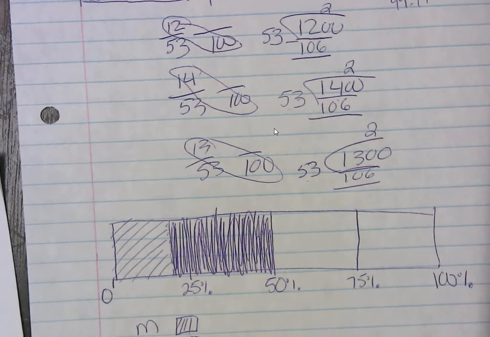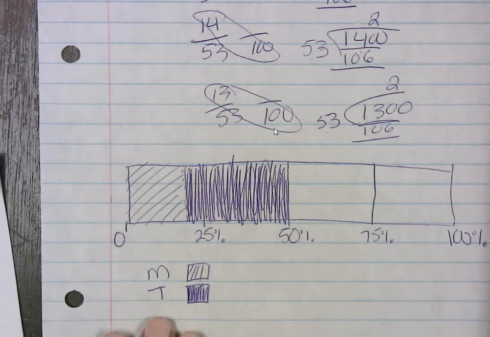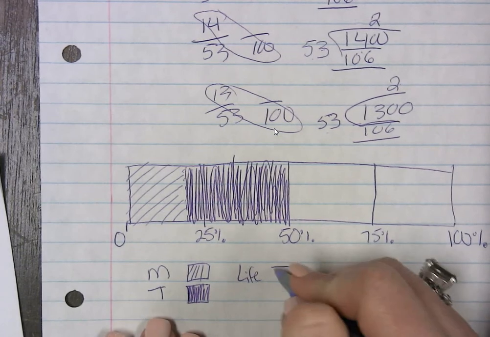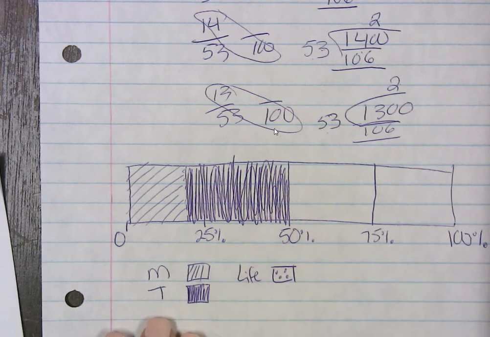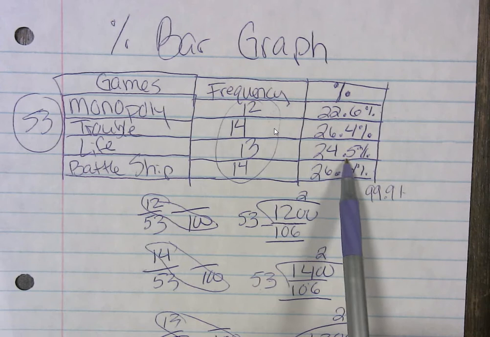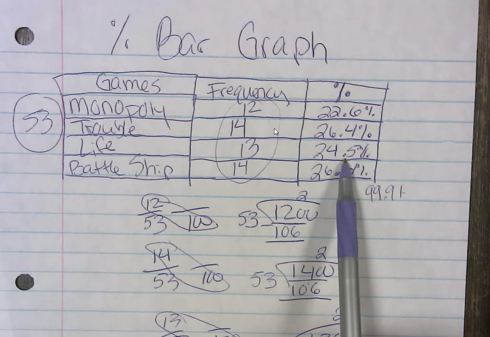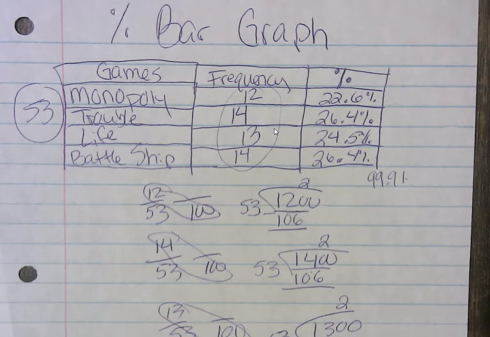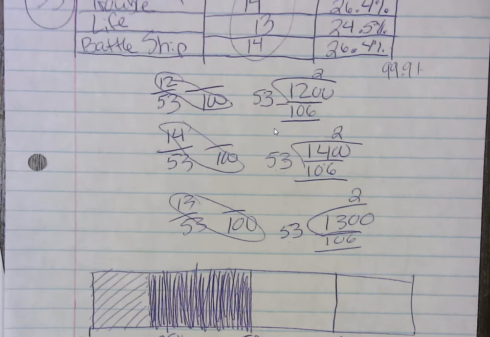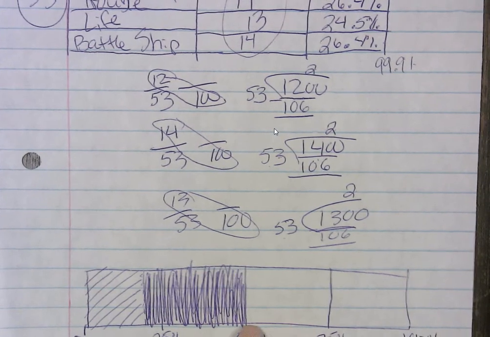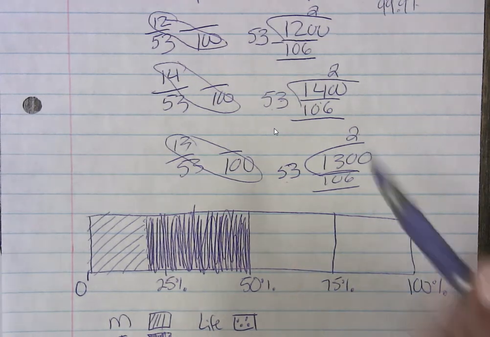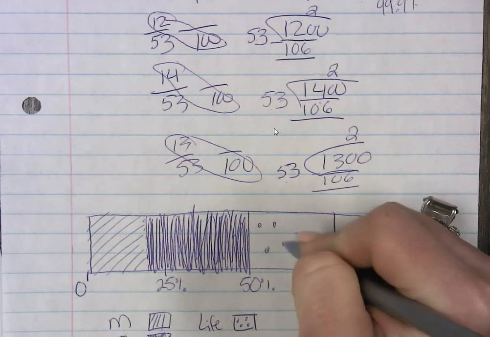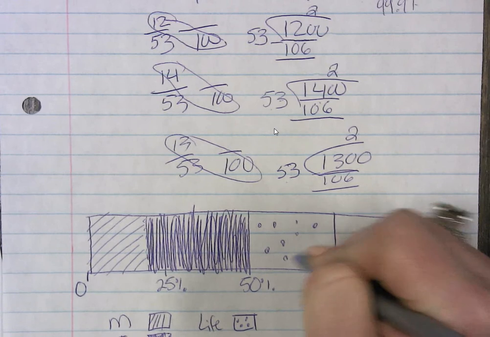The next game was the Game of Life. And I don't know, polka dots maybe. Now they had 24.5%. That's super, super close to 25%. So I'm just going to go ahead, and since this is just a sketch, I'm just going to give it that whole section because 24.5 rounds to 25%. So let's just give the rest of this fourth piece to Trouble.